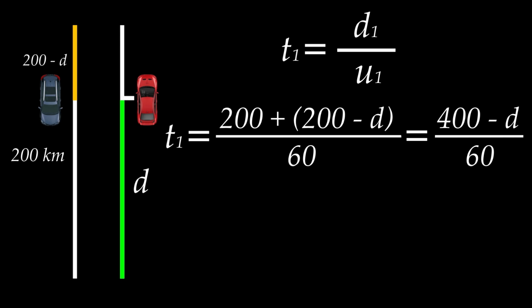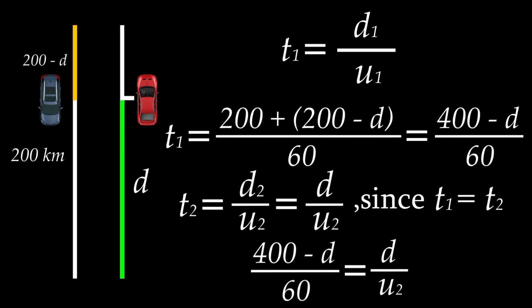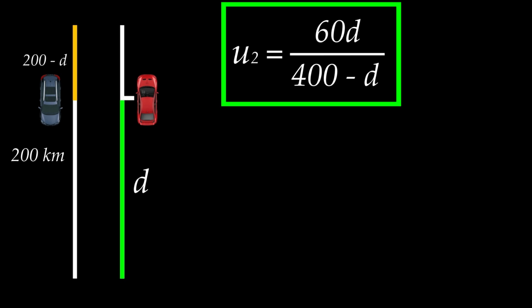Now we go to the second car. t2 equals d2 over v2. And d2 is equal to d, the distance that we just defined. Since t1 is equal to t2, we equate these two equations. And it becomes (400 - d) over 60 equals d over v2. We solve for v2, and the equation simplifies to v2 equals 60d over (400 - d). So we have an equation with two variables. So we need one more equation.